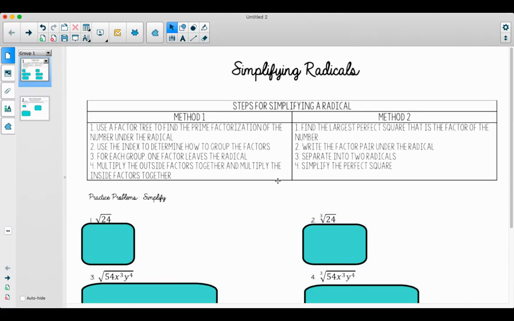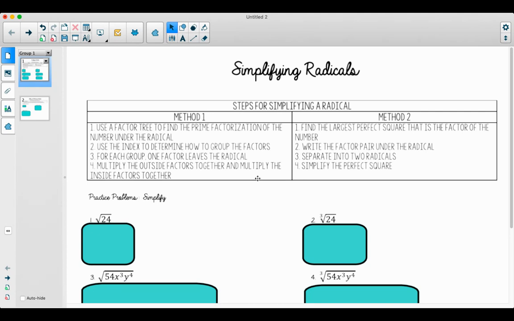When we were simplifying radicals, we looked at two different methods, and whatever method you like better, you can use. Method one was when we made that factor tree like we did back in grade school to do that prime factorization. And then whatever that index is, that small number in that little radical spot, that's how we do our grouping. For each group, we take one factor outside of the radical. We multiply the things that are outside the radical together, and then we multiply whatever's left over together that's inside the radical.